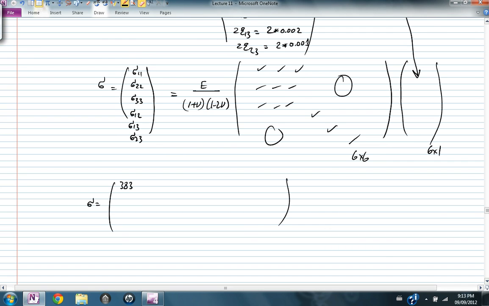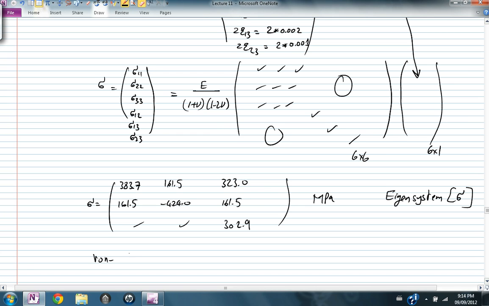And the numbers are going to be 383.7 MPa, 161.5, 323, 161.5, negative 424.0, 161.5, it's symmetric, 302.9, so symmetric. And the von Mises stress, of course you can calculate the eigensystem of sigma, find the eigenvalues and the eigenvectors. The von Mises stress is equal to a huge equation, check chapter 2, which is equal to 1031.19 MPa.